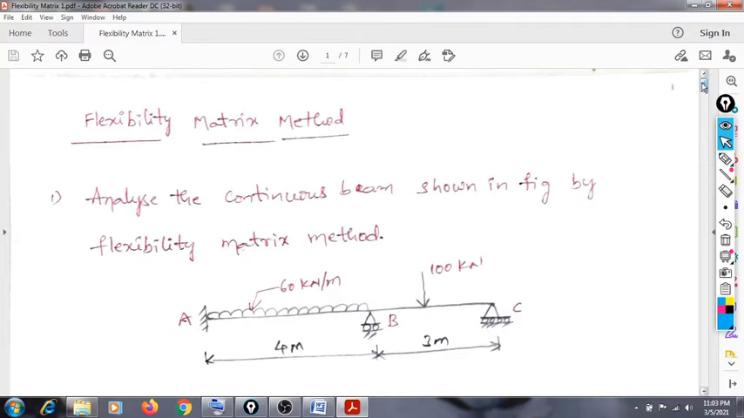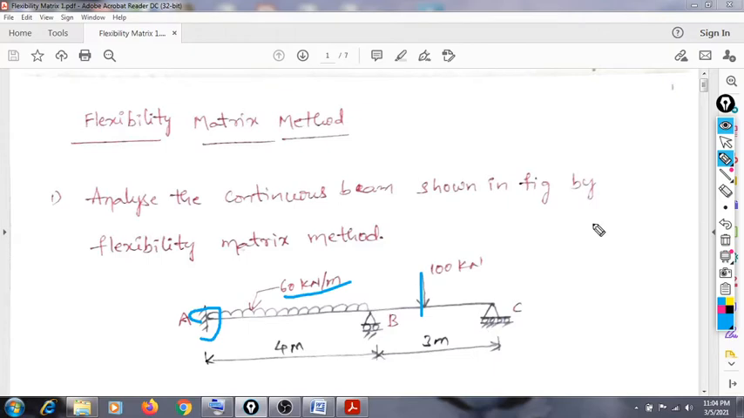In the question, we have the continuous beam A, B, C, with a UDL of 60 kilonewton per meter and a point load of 100 kilonewtons located centrally in the span BC. The total length of the span is 7 meters and at A it is a fixed end.